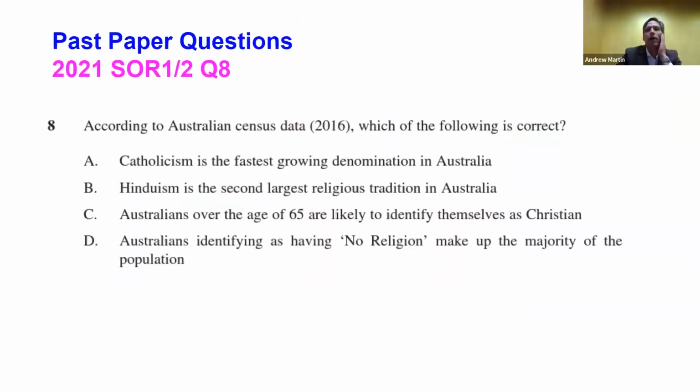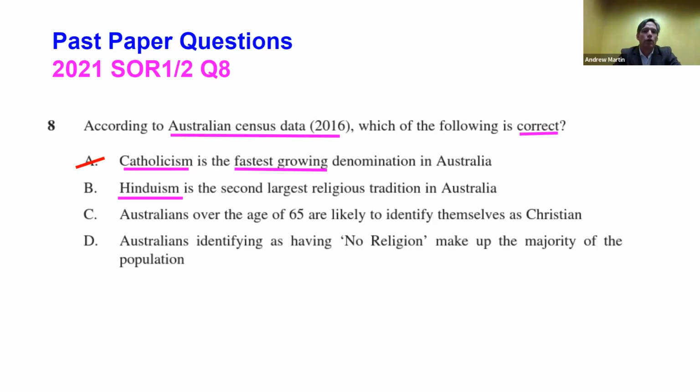All right, so let's have a look at what a question might look like based on that information. Again, we're using old census here. You'll have to learn this for the new census. According to Australian census data 2016, which of the following is correct? Is Catholicism the fastest growing denomination in Australia? No, Catholicism is not growing fast. It's declining, staying pretty steady, but it's certainly not growing.